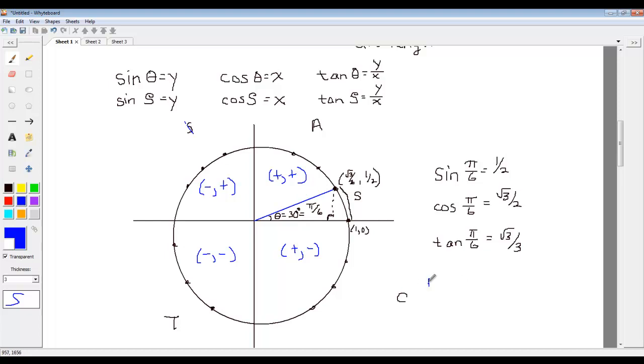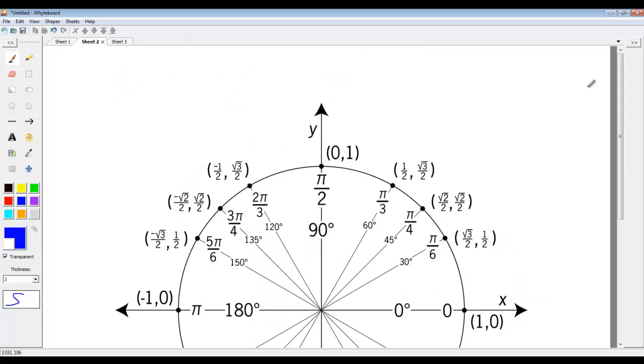So your reference angles work out the same as having reference arcs. Okay, let me show you a completed circle.